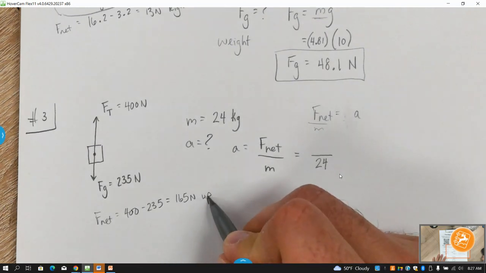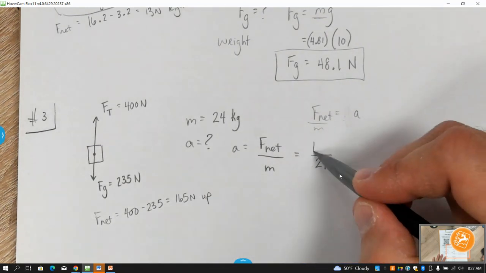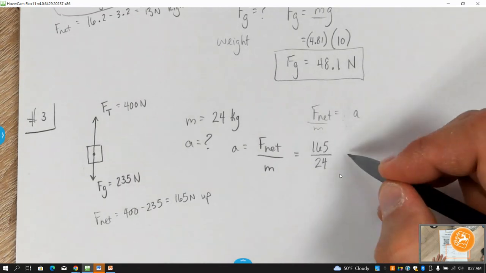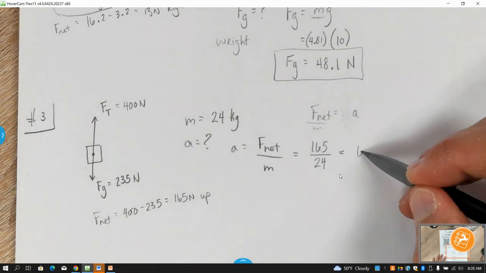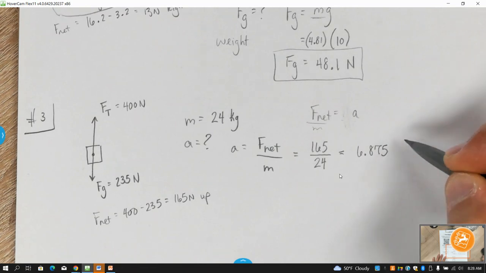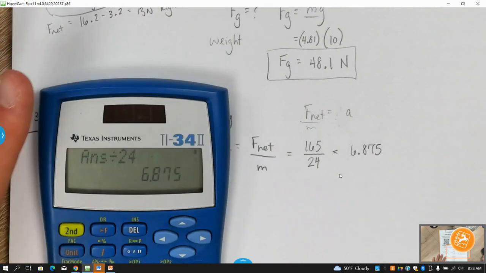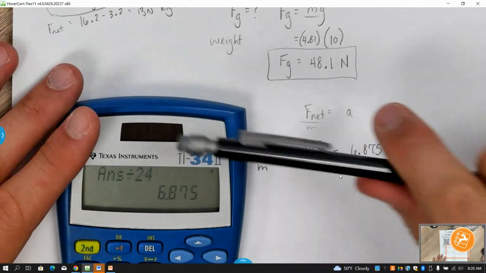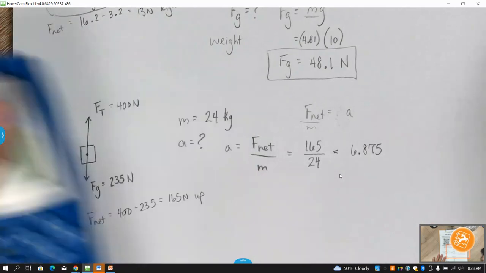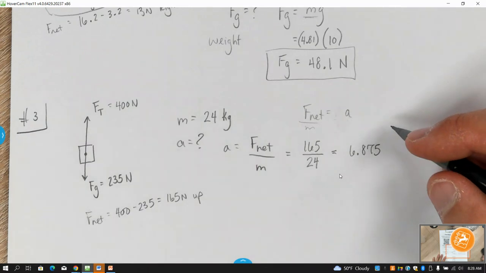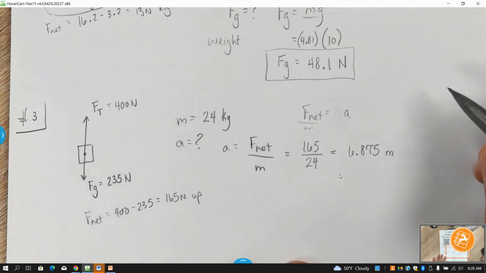Up. So we're going to take 165 and divide that by 24. And this would give us an acceleration of 6.875 exactly. So usually I'd say round to 2 decimals, but when it comes out nice and clean like that, I use all 3. So this would be the acceleration. What is the unit for acceleration? Meters per second squared. Yes.